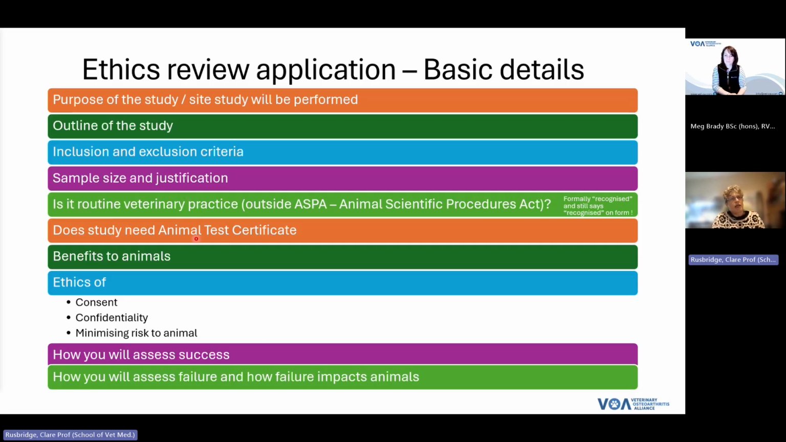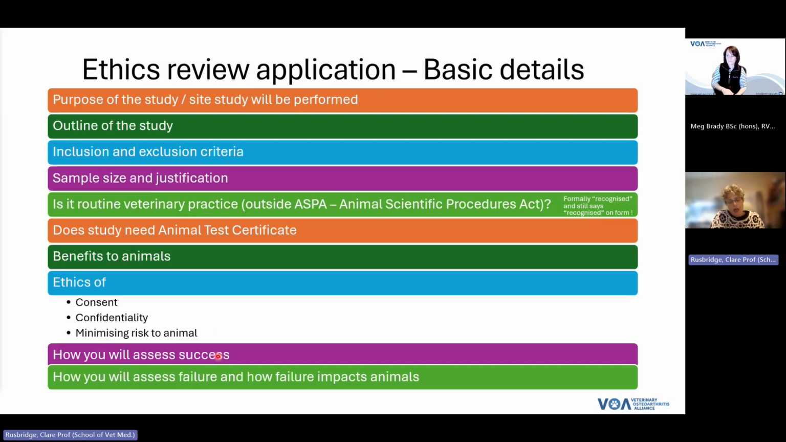So does the study need an animal test certificate? This is really out with clinical practice, because that wouldn't apply unless it was translational research. You need to look at the benefits to the animals. And then you need to look at the ethics of consent to the owners, what you're doing with the information, confidentiality, and minimizing the risk to the animal. How you will assess success.